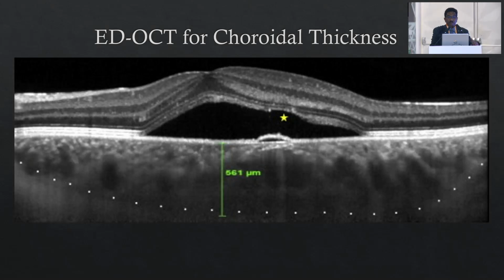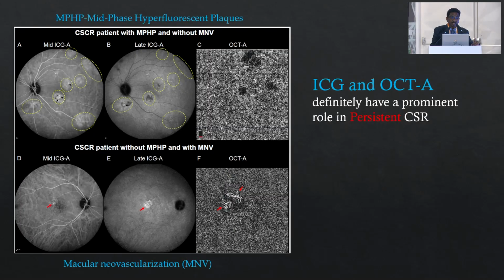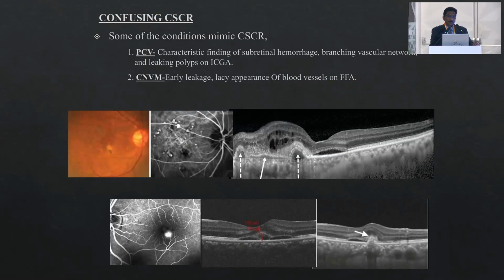Enhanced depth, again, you'll be able to see the increased choroidal thickness, and ICG-A is one investigation that I would like to get done in these cases, wherein we can see that mid-phase hyperfluorescent plaques will be seen, and OCT-A can pick up this macular neovascularization, which can be leading to chronic fluid leakage in these cases. We may also have to rule out PCV in these cases, which may mimic something very similar to chronic CSR.